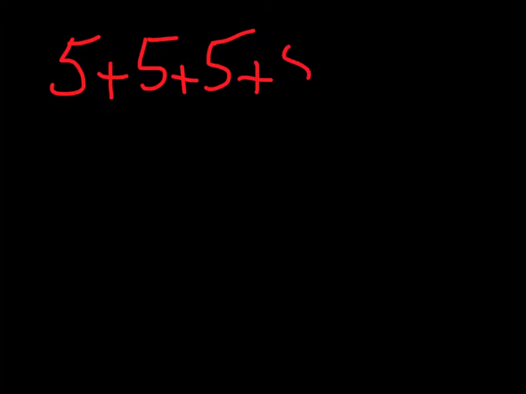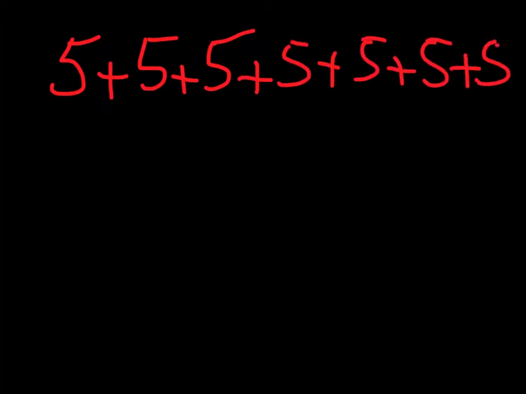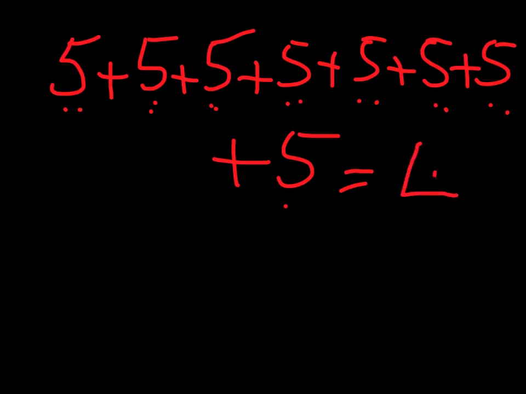I could use repeated addition to work that out. 5 plus 5 plus 5 plus 5 plus 5 plus 5 plus 5. Have I got enough? 1, 2, 3, 4, 5, 6, 7. No, I haven't. Plus 5. And I know how to count in 5s and skip jump in 5s. So let's go. Ready? 5, 10, 15, 20, 25, 30, 35, 40. My answer is 40.